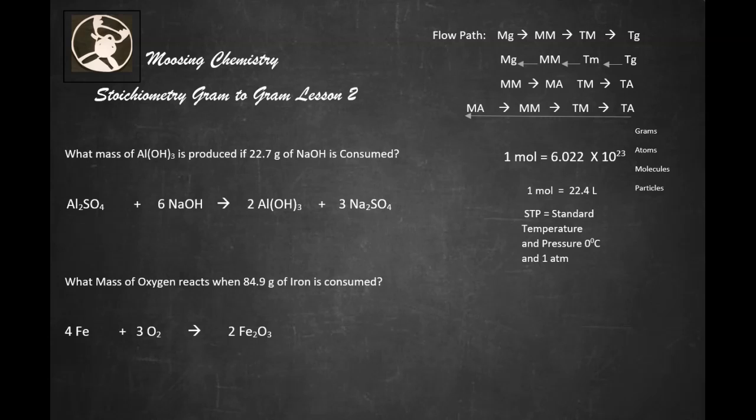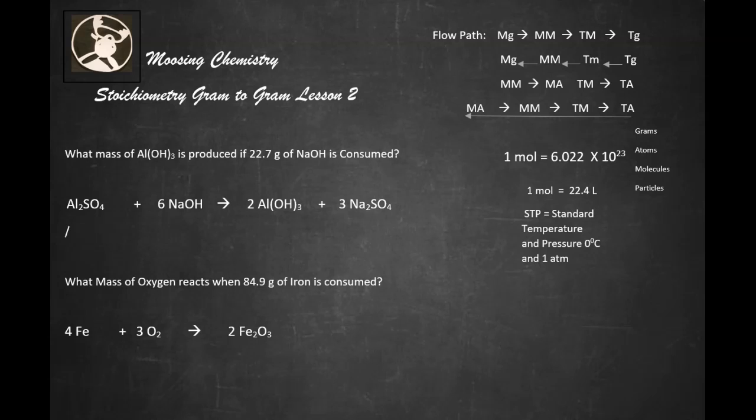Let's look at the first problem. What mass of Al(OH)3 is produced if 22.7 grams of NaOH is consumed? The first thing we need to know is the formula mass of Al(OH)3. So we have to calculate that first. Let's go ahead and set that up.